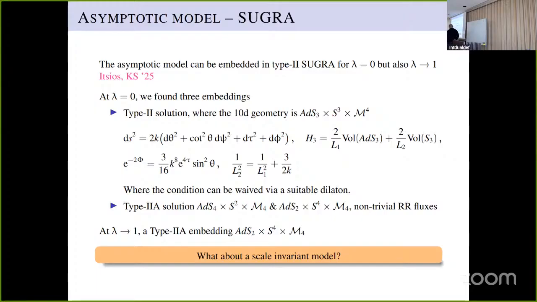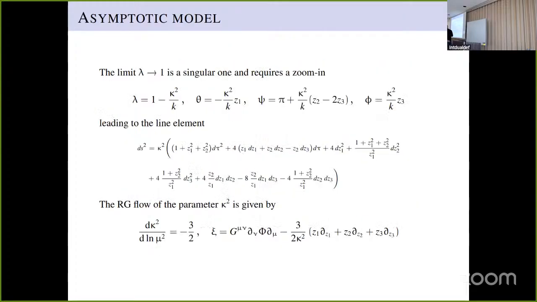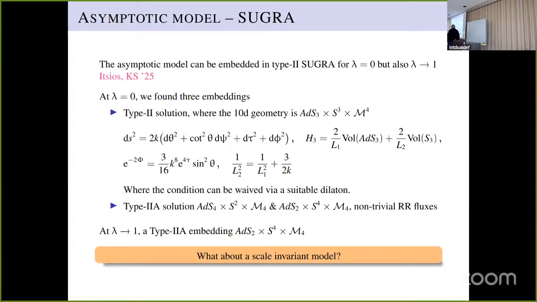They're in the paper. And at lambda going to 1, there is a type IIA embedding for AdS2 times S4 times M4, where M4 here is this. But as I told you, it's not like in the previous case. The embeddings that we found are not for generic values of lambda, these are just for this value here.